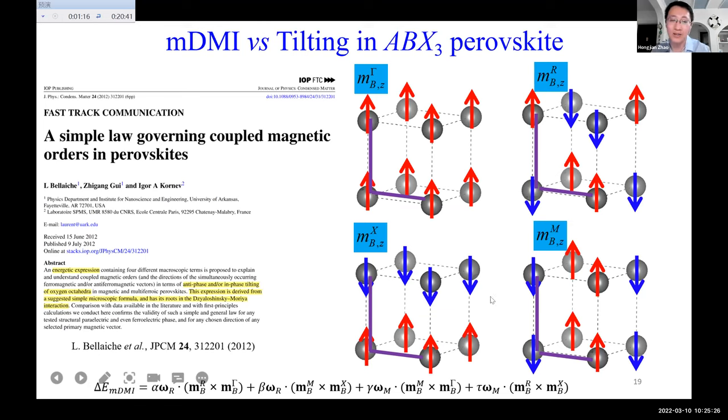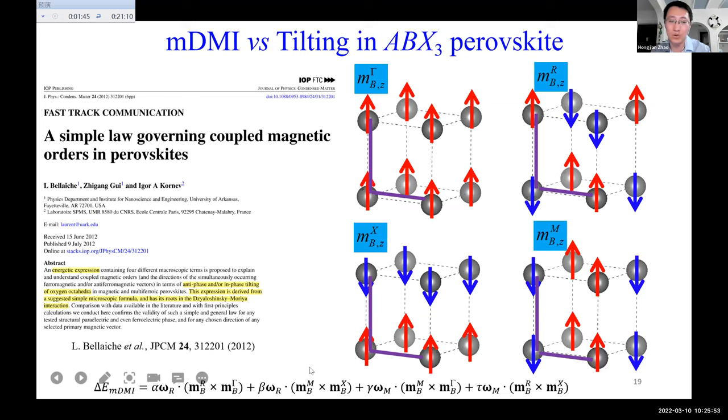Then combining the octahedral tilting, omega R can be along the X, Y, or Z direction, and omega M also along X, Y, or Z. So for the structural distortion, you will have six order parameters characterizing the tilting. Then they can be combined with each other to form some trilinear coupling. The trilinear coupling involves some structural distortion like antiphase tilting omega R or in-phase tilting omega M.